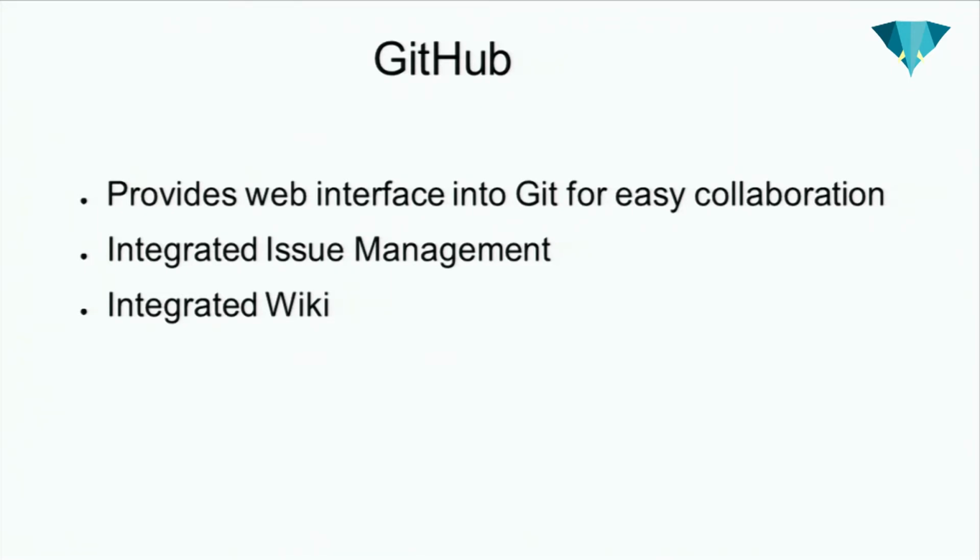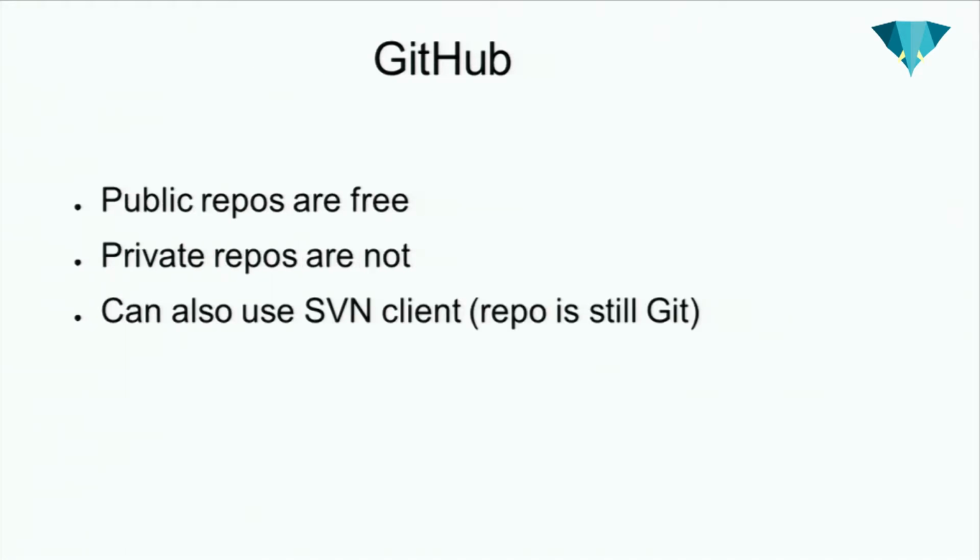Okay. Public repositories are free. This is good. This encourages open source. Private repositories are not free. That's how they make money and how they keep the servers running. Incidentally, if you are stuck with SVN, that's fair enough. You can use SVN against GitHub, but the repository that you'll be talking to will still be a Git repository. So you can still talk to it like it's SVN.